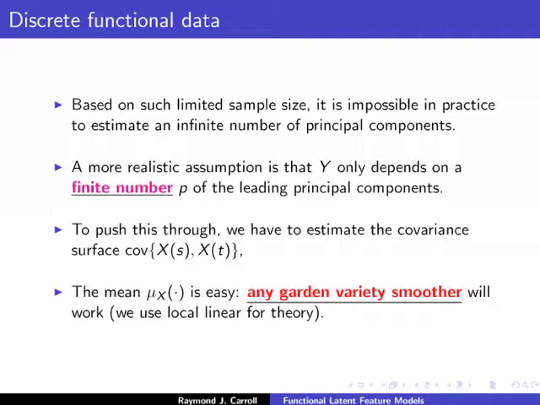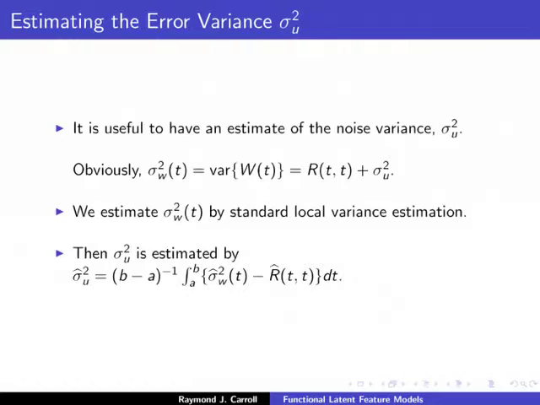You just need to make sure that you get rid of the nugget effect. You don't do W_ij times W_ij, because the sigma squared u shows up. So you get rid of the nugget effect by only using discordant pairs. And you can estimate that bivariate function by whatever bivariate method you like, and then you get the covariance surface. These things are well known. This is well-trod territory. You can also estimate the measurement error variance, sigma squared u, by estimating the variance function of the W's, subtracting the variance of the X's, and then averaging over the values of t, which is basically what's done. So these last few slides are very standard in the literature.